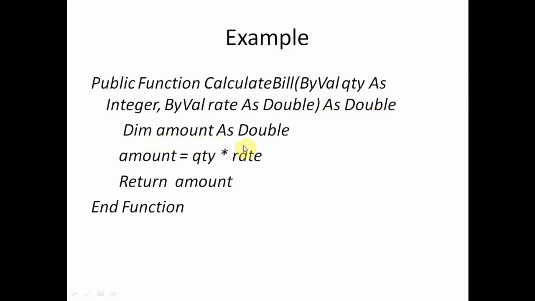Then I have declared one variable, that is Dim amount As Double. Then I have done the calculation, that is quantity multiplied by rate, and the result is assigned to the amount variable that has already been declared. And instead of displaying the result within the function, I have returned the value of the amount variable from the function with the help of the Return keyword, and obviously the function will end with End Function.